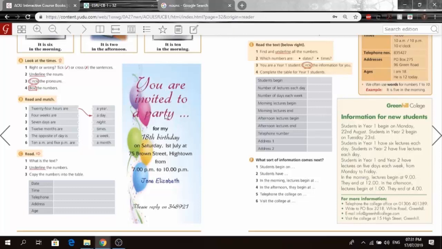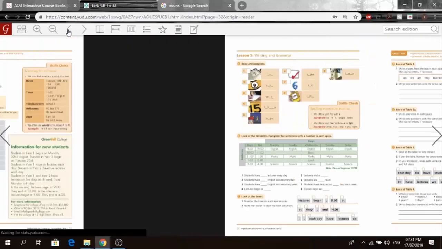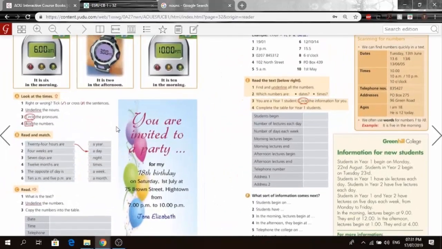You are invited to a party for my 18th birthday. So what I realize is this is a date, just so you guys know, on Saturday, 1st July at 75 Brown Street, Hightown. So this is an address. 7 p.m. to 10 p.m. Jane Elizabeth. You guys remember Jane from the previous exercise? We're going to talk about her, or use more information from this invitation right here. So, oops, my bad. Here we go. Sorry. Okay.